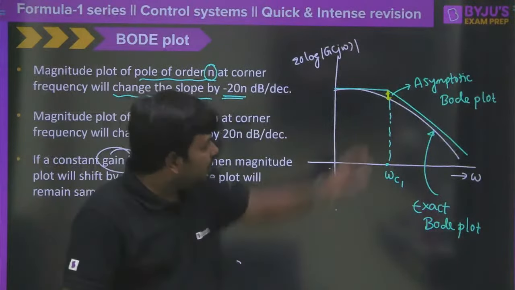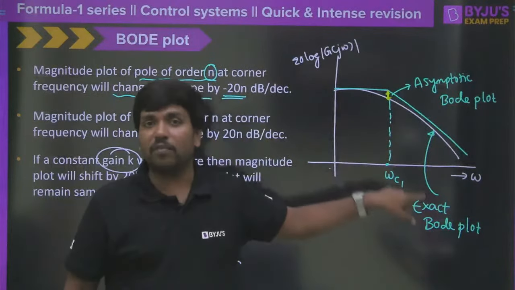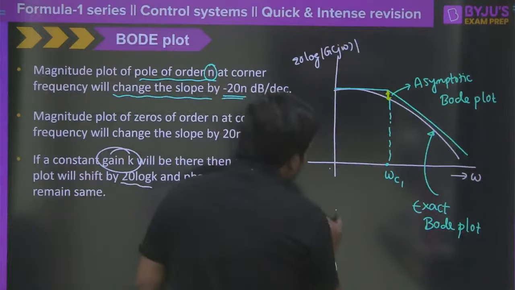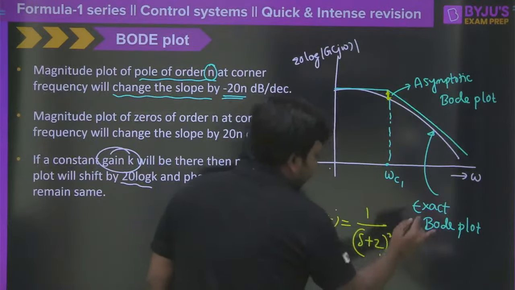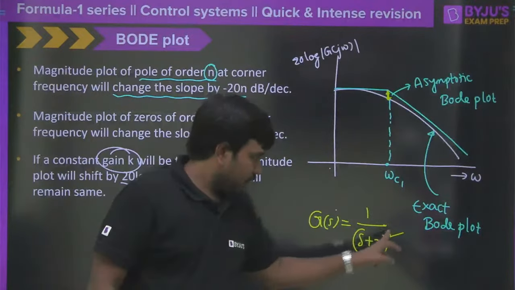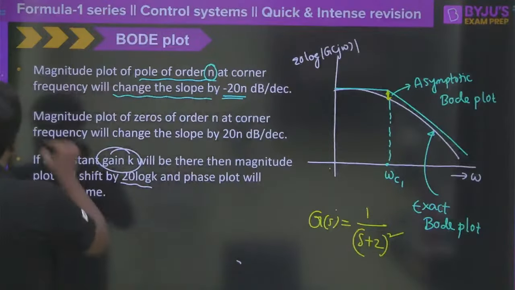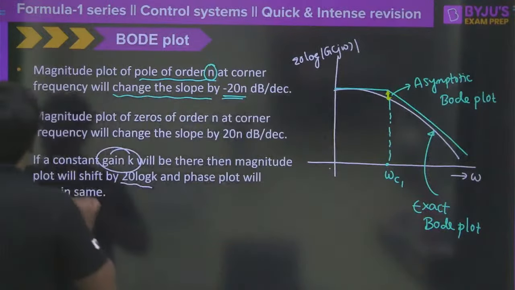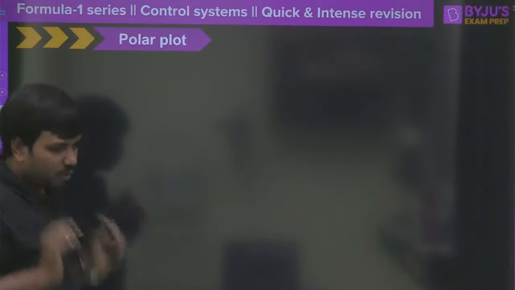Now, the gap is not only decided by the corner frequency, it also depends on how many corner frequencies, that is, the order of the corner frequency there. Suppose there is a chance that G of s is equal to 1 by (s plus 2) whole square. If you have it this way, then the corner frequency is considered of order 2, as we have a square here. Clear? So that is the way you should see it. I hope you understood the difference between the corner frequency and the difference between the exact and asymptotic Bode plot. So mostly I have covered whatever is required in Bode plot. Now let's go to the polar plot, right?